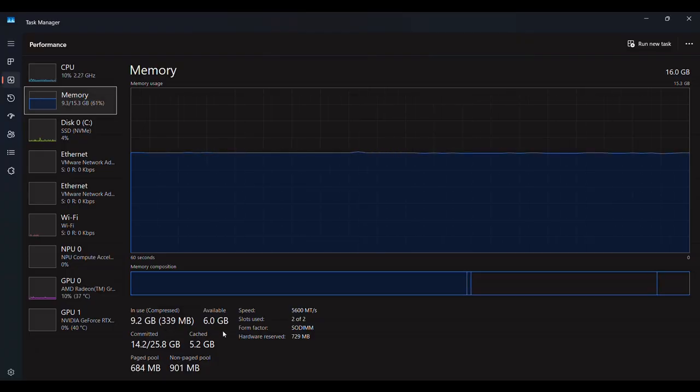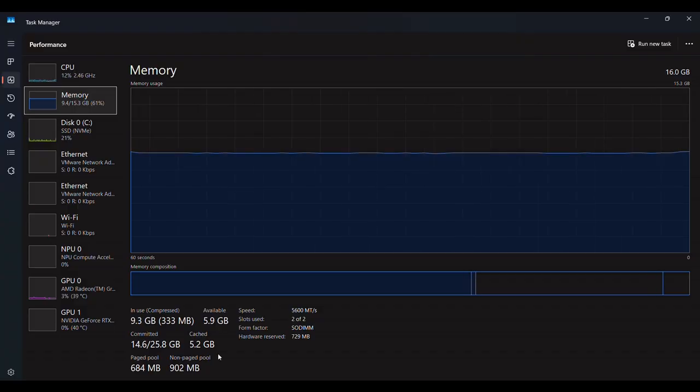The available memory represents memory currently ready for immediate allocation to applications or processes. In this case, approximately 6 gigabytes of memory remain available. If available memory becomes critically low, the operating system may start relying more heavily on virtual memory stored on disk.